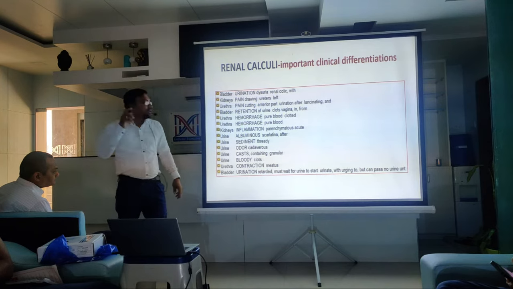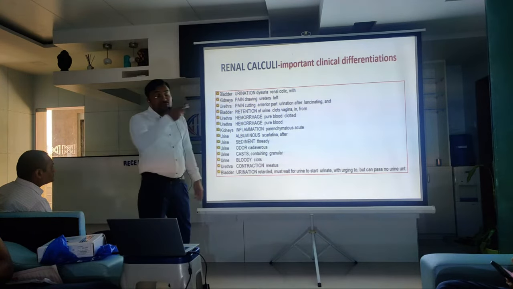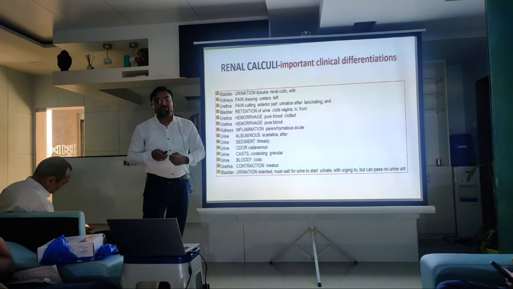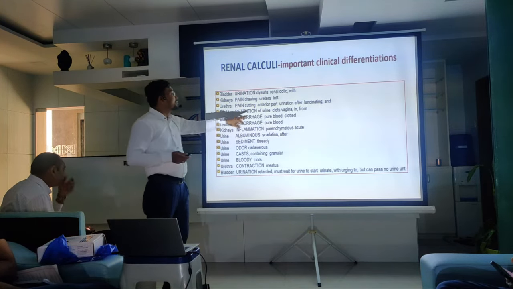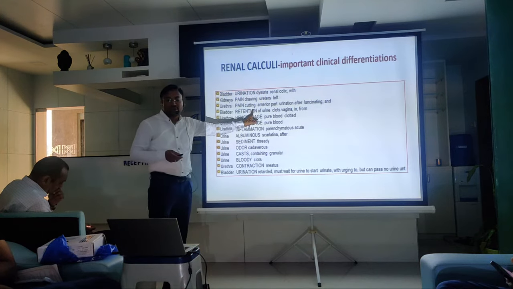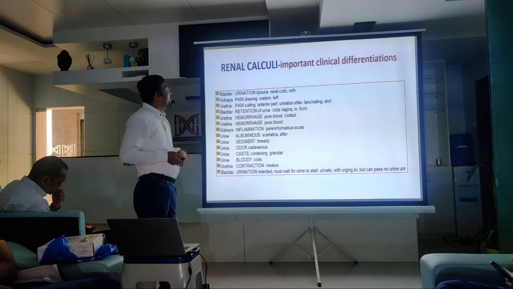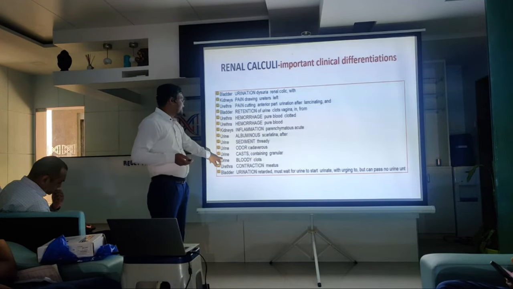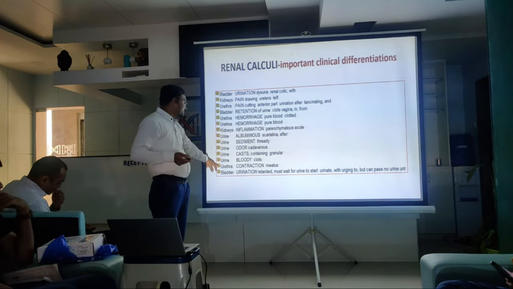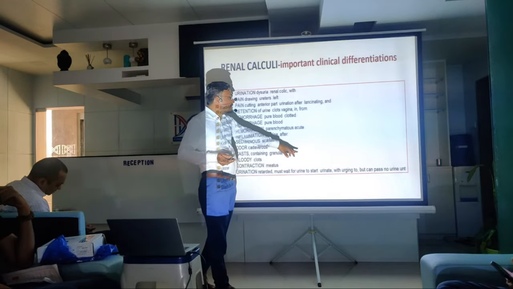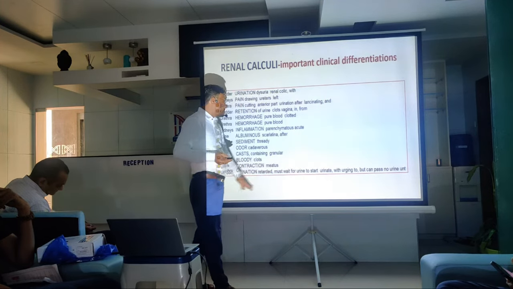Hematocolpos. Retention of urine from clots. So much bleeding, it is stagnant there because of mucous surfaces, no clot is removed, and because of that there is a retention of urine. The only remedy is Coccus cacti, right? Bloody clots. Urination retarded, must wait for urine to start, urination with straining, but can pass no urine.